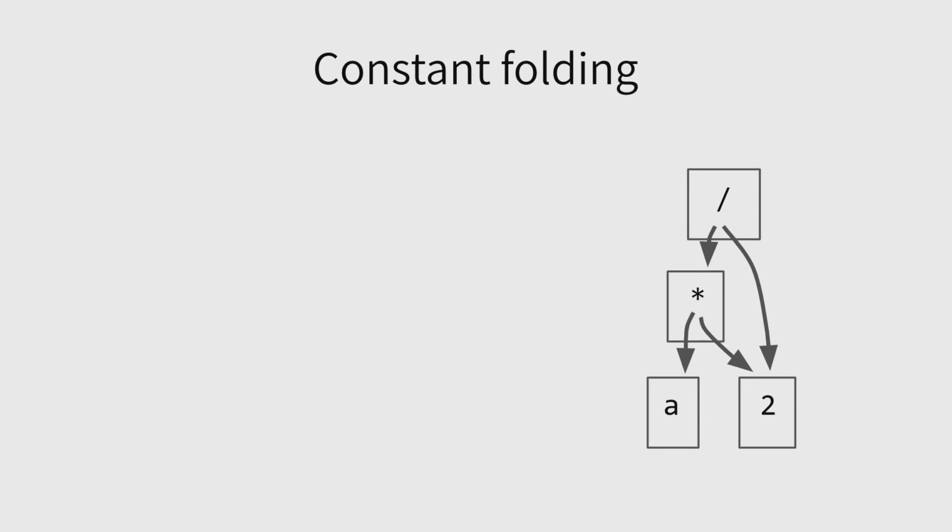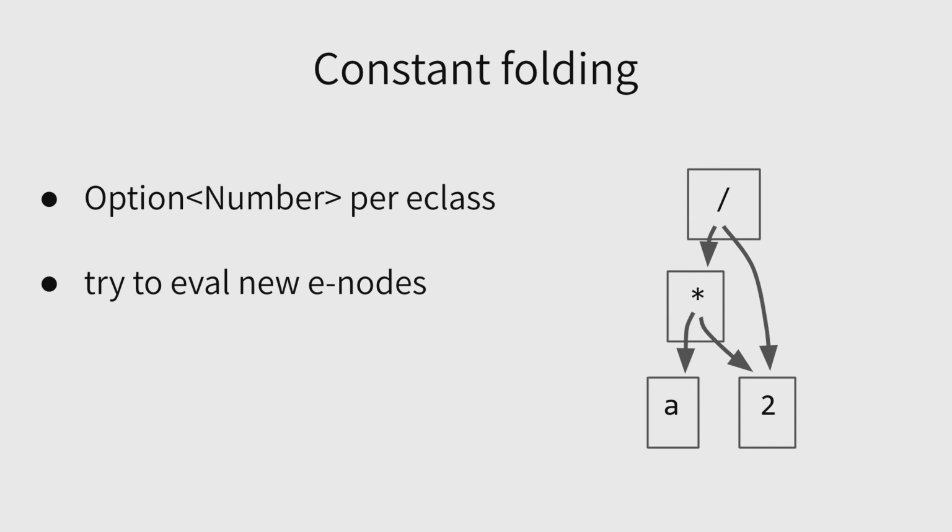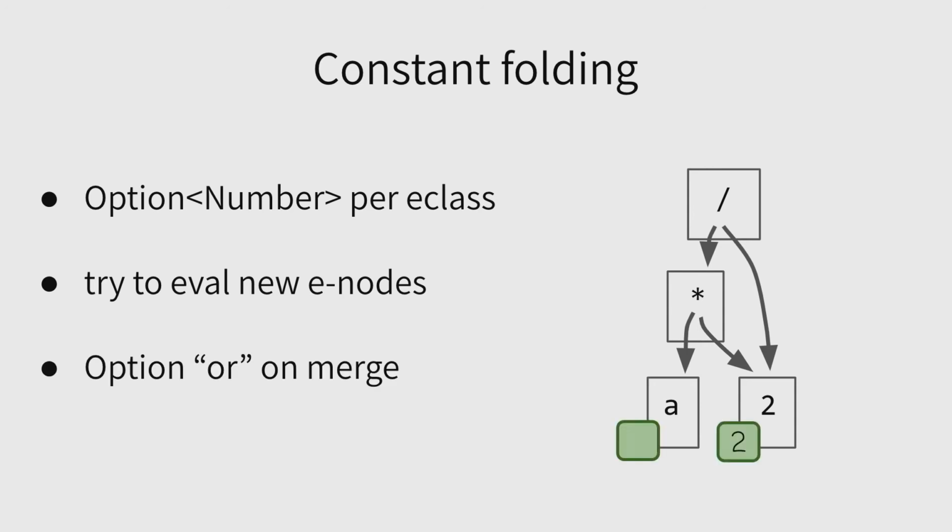So in egg, we have this idea of e-class analyses. Basically all I do is tag every e-class with some additional information. In the case of constant folding, whenever I make a new leaf e-class, it'll get tagged with one of these analysis facts. 2 is a constant, so I tag that e-class with the constant 2. A, I don't know anything about, so it doesn't get tagged with anything. And that information sort of percolates up.